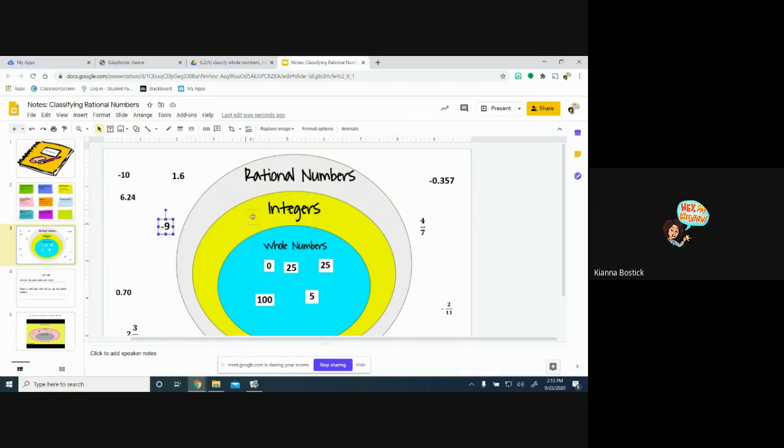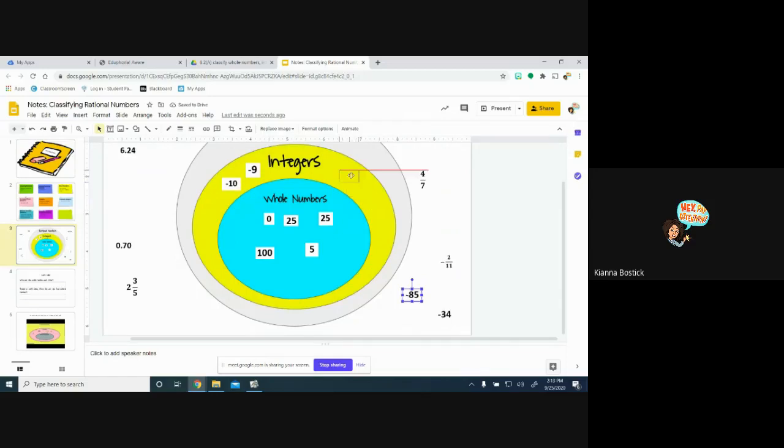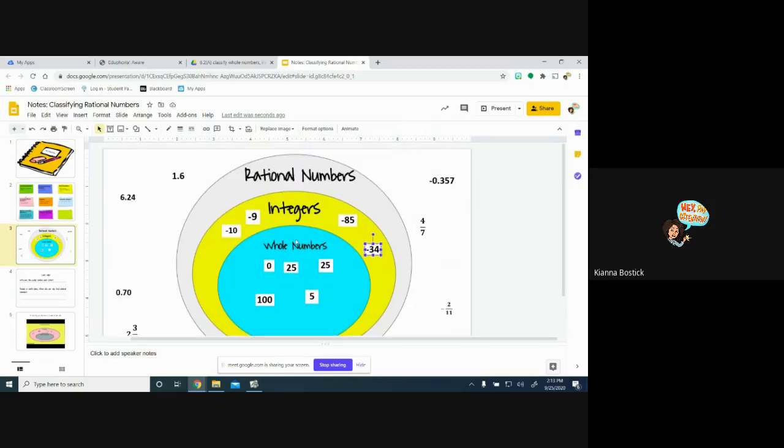Okay, so I'm going to drag all of my negative integers in the yellow section. We can't put it in the blue section because whole numbers are only positive. Okay, but a whole number is also an integer. That's what the circle means. That's why it's inside of the yellow circle. I just really want to make that one clear.